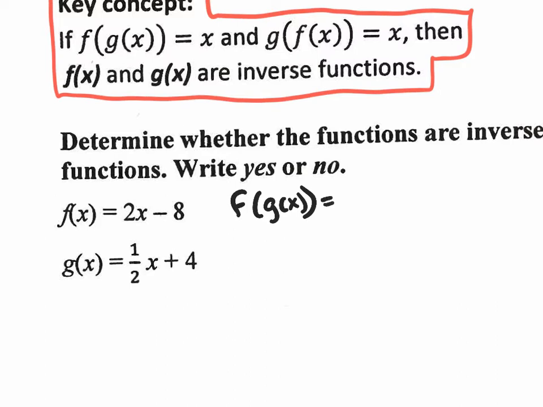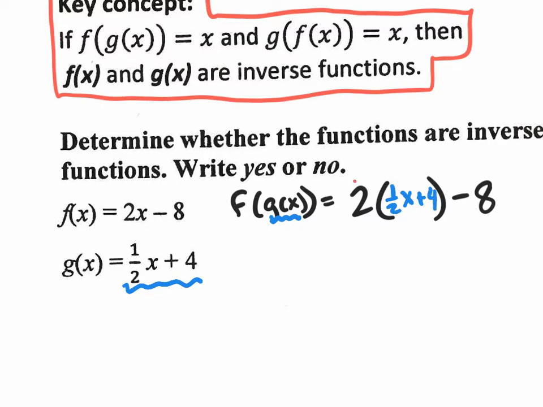Okay? So I'm going to plug it into my f of x function. My f of x function is 2x minus 8. Now, if this had an f of 5, I would just plug in a 5 right there and do the math. But it's g of x. What is g of x? 1/2 x plus 4. So that 1/2 x plus 4 is going to go right in there, right? The g of x function is really 1/2 x plus 4. Plug in that 1/2 x plus 4. And now do the math.